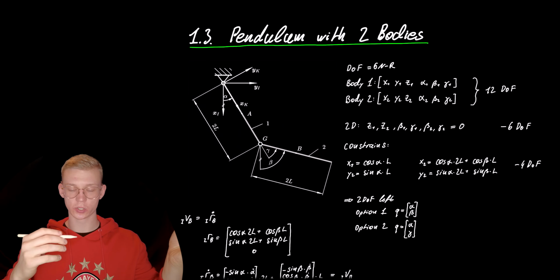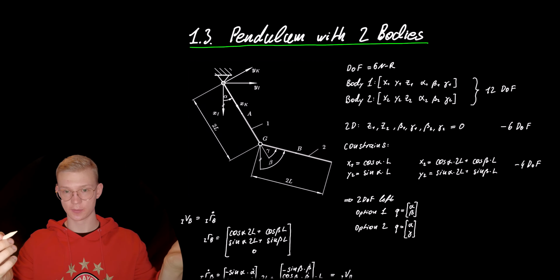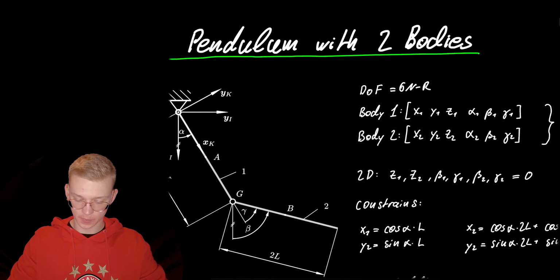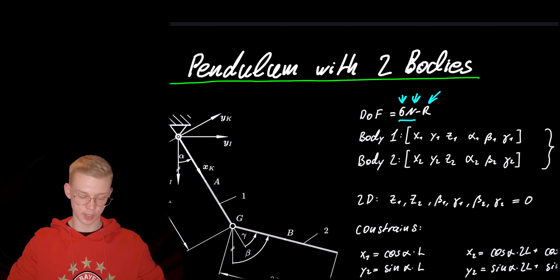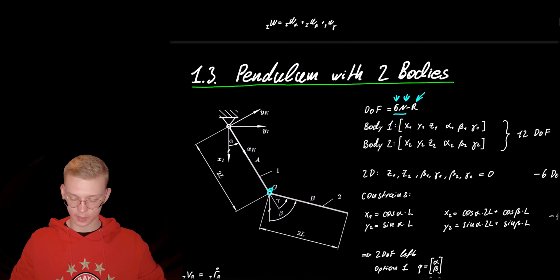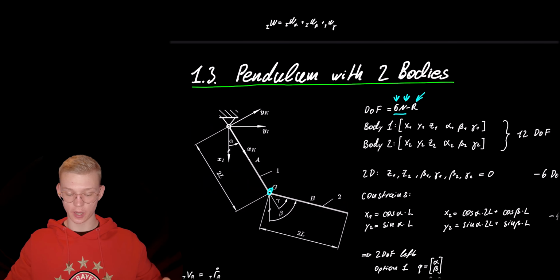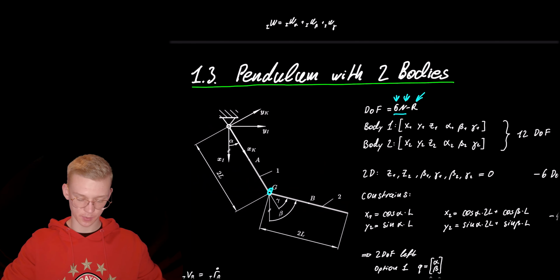But of course, we also have the constraints. So that's our r's. So we have 6 times n. So the number of bodies that we have is n. 6 is our possible degrees of freedom. And then we have to subtract our constraints. One constraint is, for example, like here, the connection. So that the two bodies are not just independently in space, but we have a connection here and of course a connection there.